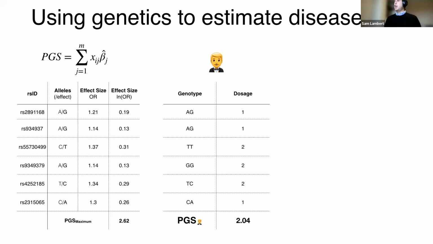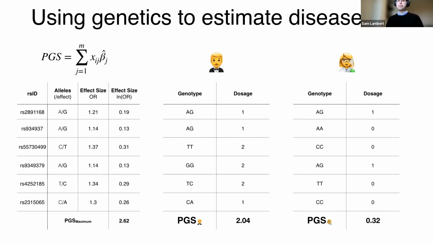So in this case, I've made a little emoji person, and they have 1 copy of some of the risk alleles and 2 copies of some of the other alleles that cause the genetic variants that cause heart disease. And so this person, when you sum up their data according to that formula and the numbers in the first table, has a polygenic score of 2.04, which is pretty high compared to the maximum you could get, which is 2.62.